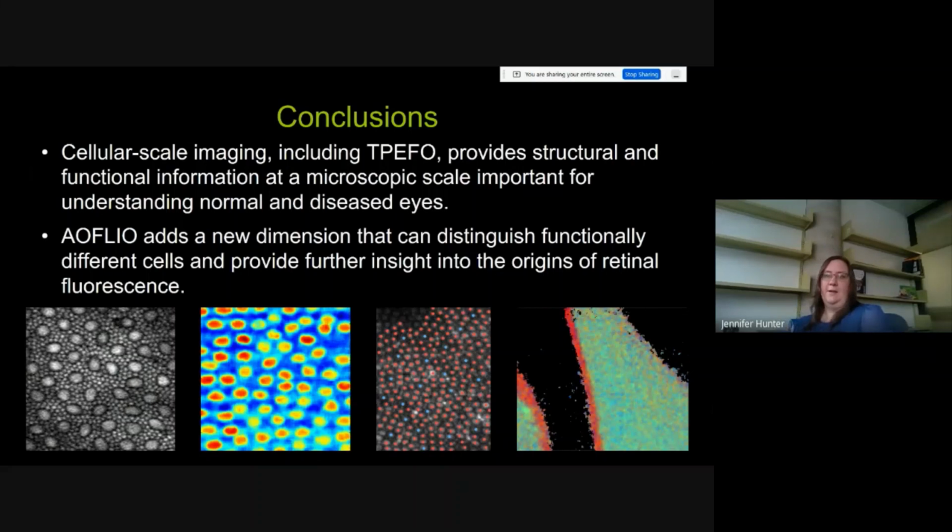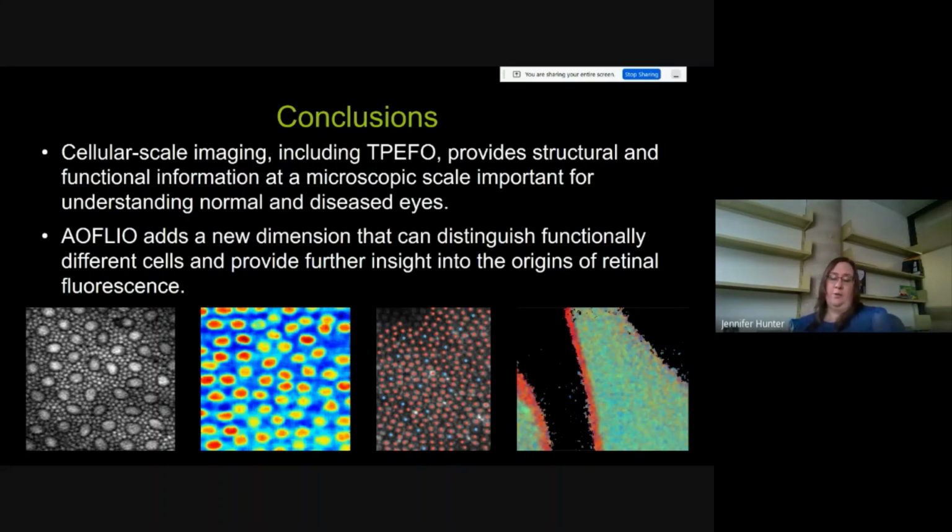So hopefully in that brief time, I've been able to convince you that cellular scale imaging has a lot of potential if we can tap into both structural and functional properties. I'm excited about what we've been doing in two-photon excited fluorescence ophthalmoscopy, and hopefully this will allow us to understand what's changing in normal and diseased eyes, and eventually understand how treatment strategies might be affecting that within those normal and diseased eyes. We're also excited about the things we're doing with fluorescence lifetime. It provides a new dimension that we can look in for functional assessments.